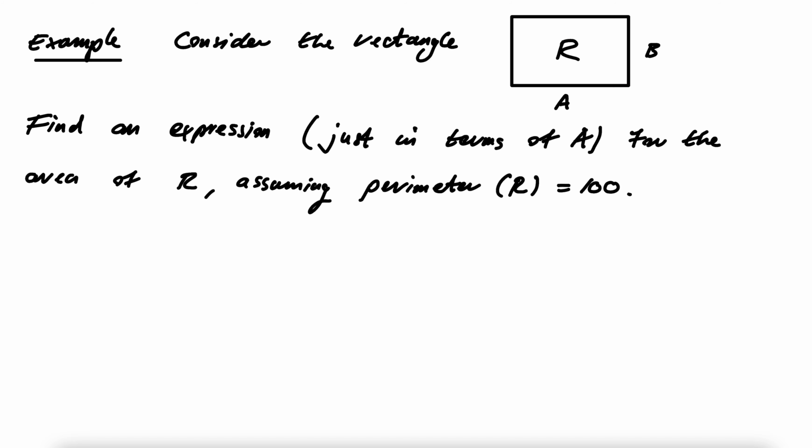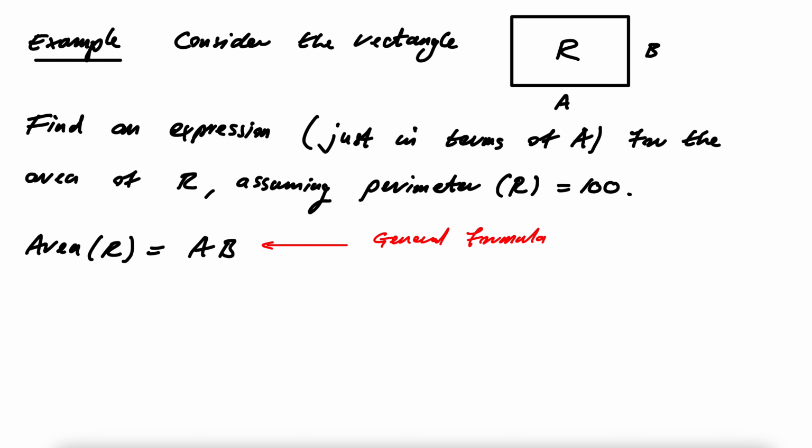So let's just think about how I might approach this. First of all, in general, with no constraint, the area of the rectangle is of course just A times B. And you can't write that purely in terms of A in general, because B could be anything, right? We can't replace B with anything in A because they're completely independent. So, as I said, this is a general formula with more than one variable in it, more than one unknown, with multiple variables.